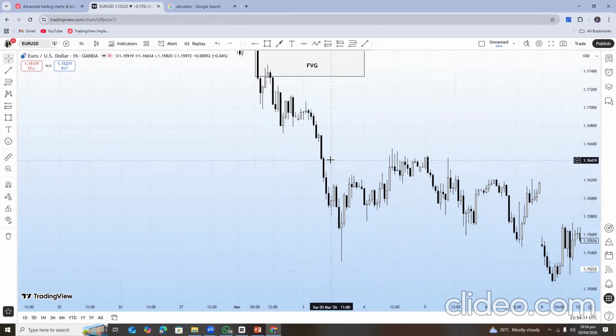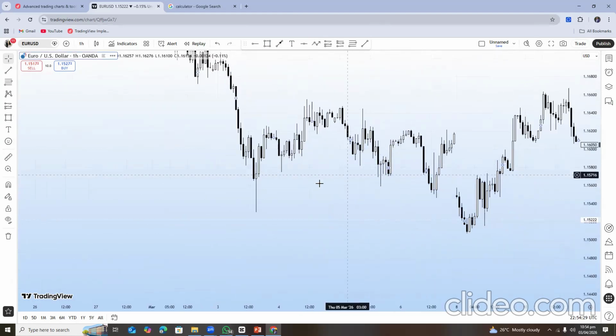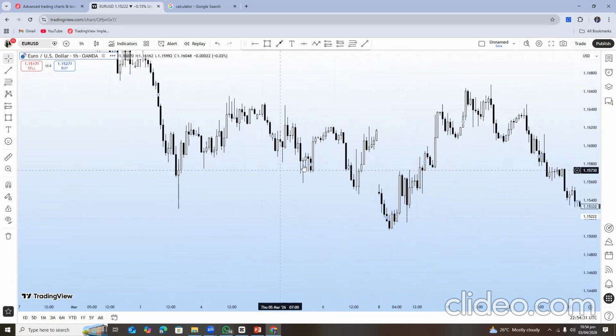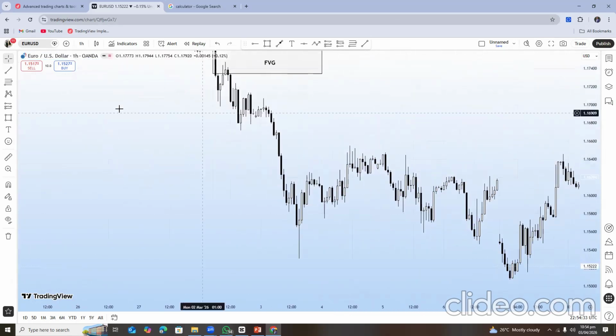After we have identified a trend, we have zoomed to maybe H4, then we identify some of these order blocks and fair value gaps, and then we can expect price to come back to this zone and we find our entries from there. I want to believe this is very simple. I want everyone to understand it.